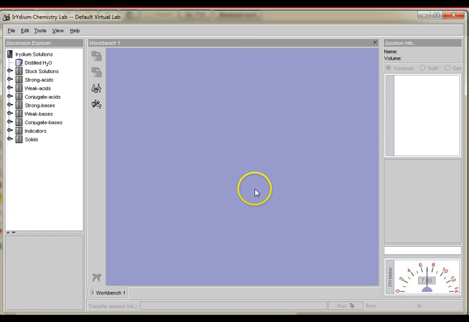Titration is, remember that we talked about acid base reaction. What happens when you react an acid with a base? What do you get? If you react NaOH and HCl, what do you get? You get salt and water.